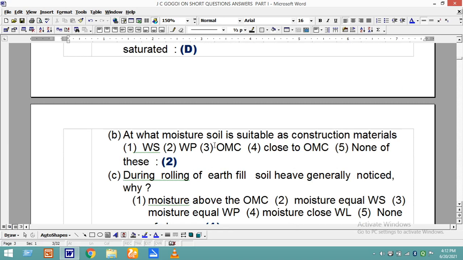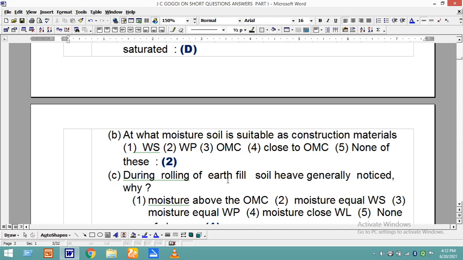At what moisture is soil suitable for construction material? Moisture equal to shrinkage limit, moisture equal to plastic limit, at OMC, close to OMC, none of this. Given answer is 2, it is at plastic limit. Plastic limit is always a very negligible percent above the OMC. So of course, if you write close to OMC or OMC, that is also right. Here it is 2, at plastic limit.